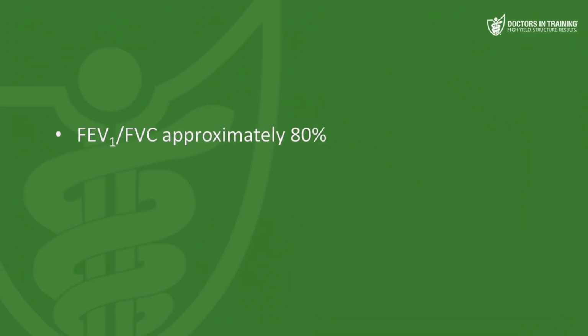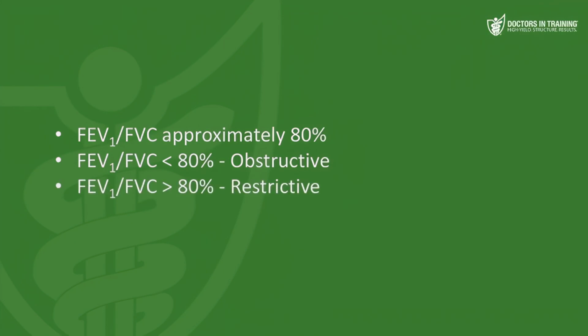This ratio is normally about 80. A FEV1 to FVC ratio less than 80 is suggestive of trouble getting air out, or obstructive lung disease. When the ratio of FEV1 to FVC is greater than 80, it's suggestive of restrictive lung disease, and they have trouble getting air in. This ratio is not perfect for diagnosing restrictive lung disease. You actually need lung volumes. But if you see a ratio that's very high, it's suggestive of restrictive lung disease.